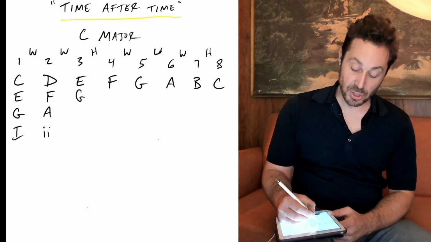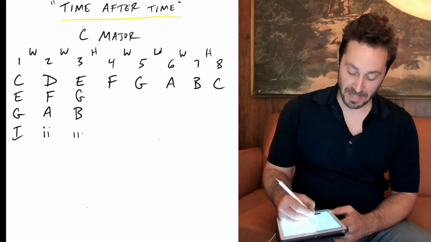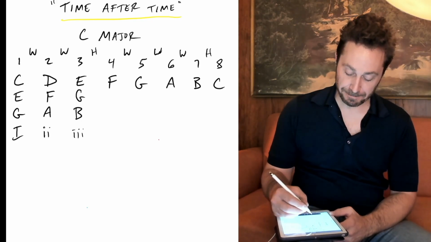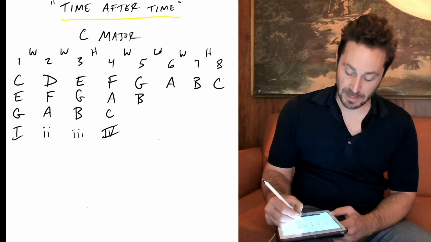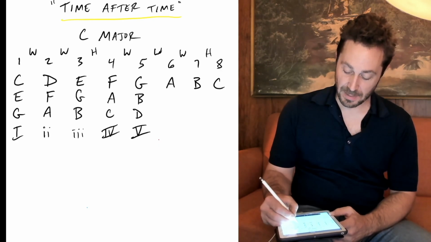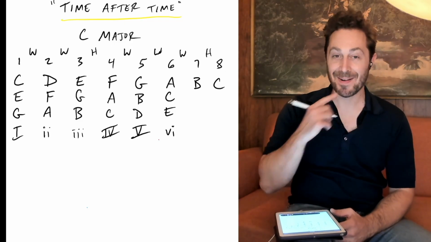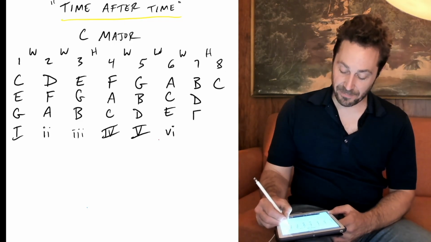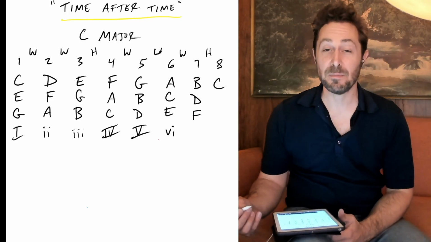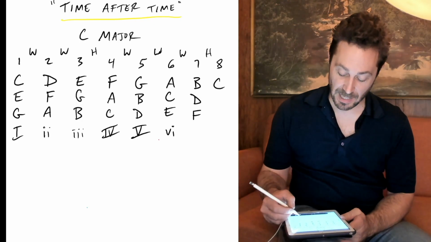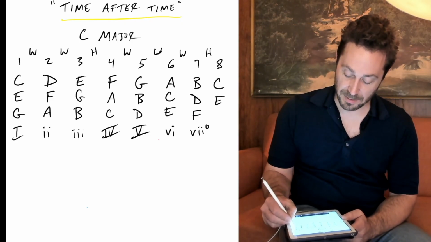E, G, B would be a minor 3. F, A, C would be a major 4. G, B, D, major 5. A, C, E would be a minor 6, an A minor. B, D, F would be a B minor flat 5. Some people just say B diminished to mean it's got a flat 5, but in Roman numerals, we can notate it like that.